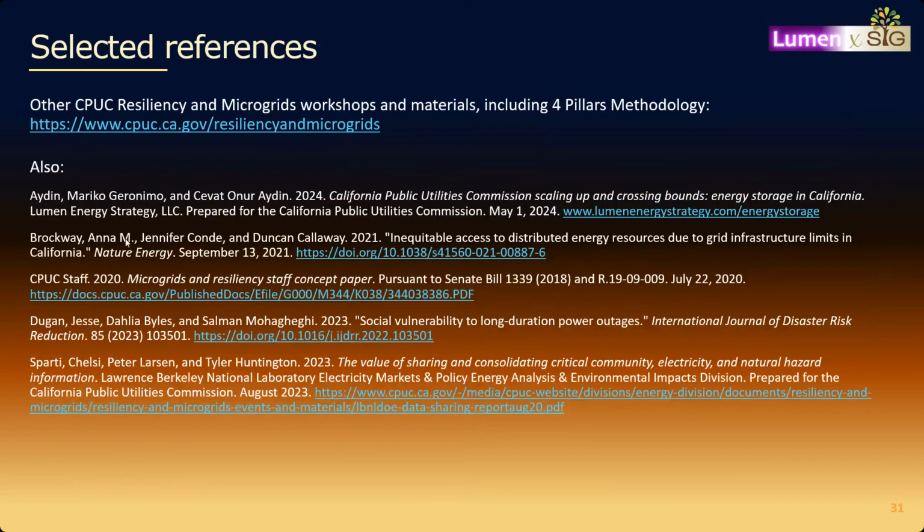Okay, so these are the list of publications that we're suggesting. The energy storage study, Scaling Up and Crossing Bounds. Again, executive summary level. There's a great paper by Anna Brockway and others called Inequitable Access to Distributed Energy Resources. The CPUC staff paper, the original concept paper that laid a lot of the groundwork for the work that we're doing now. There's a paper by Jesse Dugan that's really good, talks about social vulnerability to long duration power outages. And then a paper by Chelsea Sparty and others at Lawrence Berkeley National Laboratory. They prepared this for the CPUC, where they looked at a large set of local hazard mitigation plans and started to develop a schema for extracting information out of that, and information that we could use for a study like this. So please take a look if you have time.